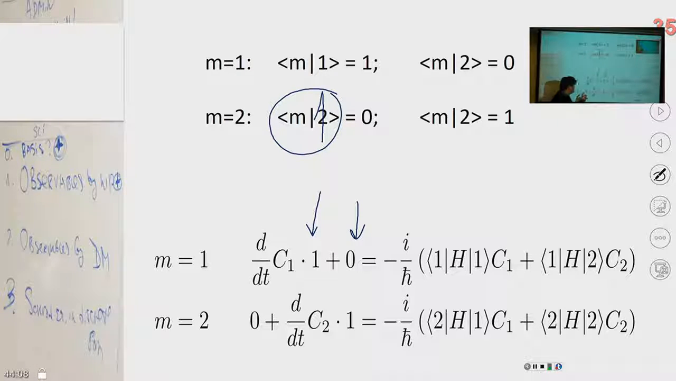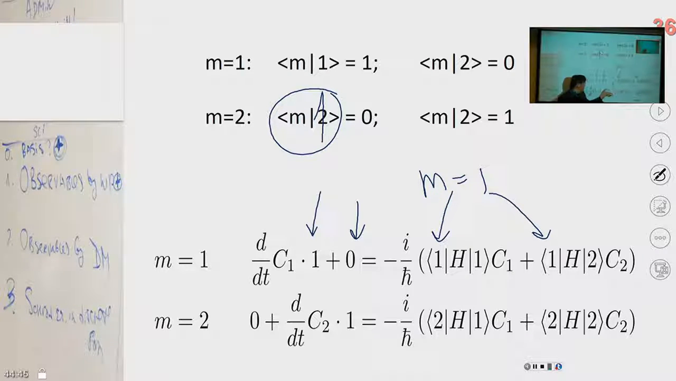And through this trick, we will parse only one expansion coefficient on the left. So if m equals 1, then only C1 survives and the rest are dead. If m equals 2, only C2 survives and the rest are dead. Okay? And on the right side, we were plugging in m equals 1 here and there. And you see that there is a convolution of matrix element times expansion coefficient.